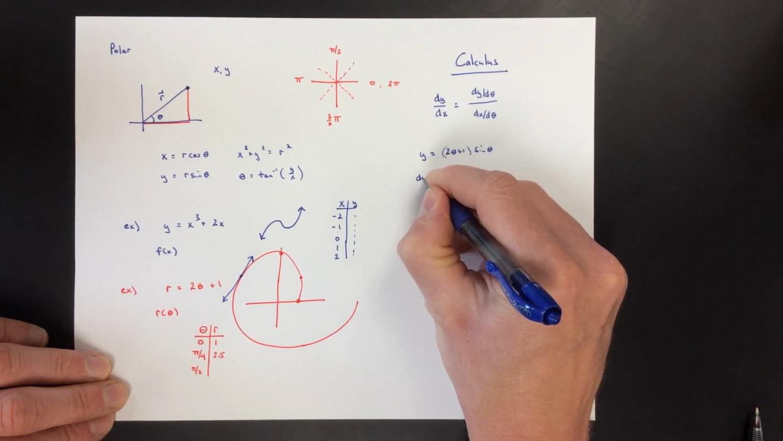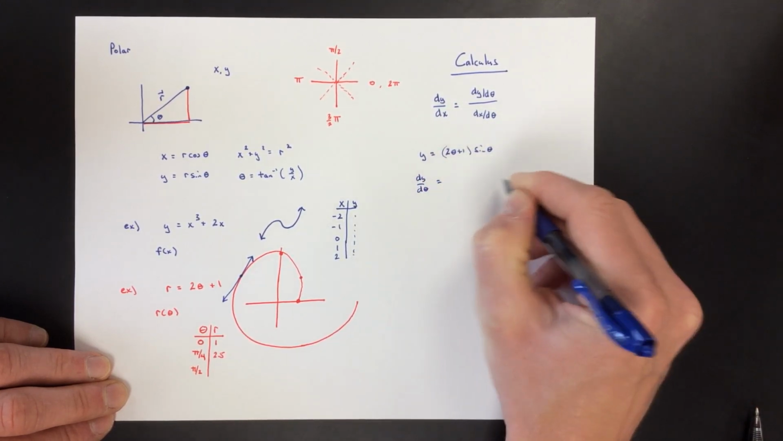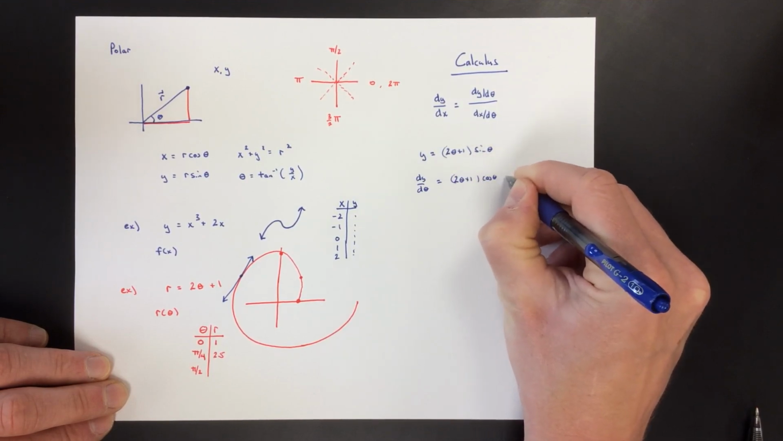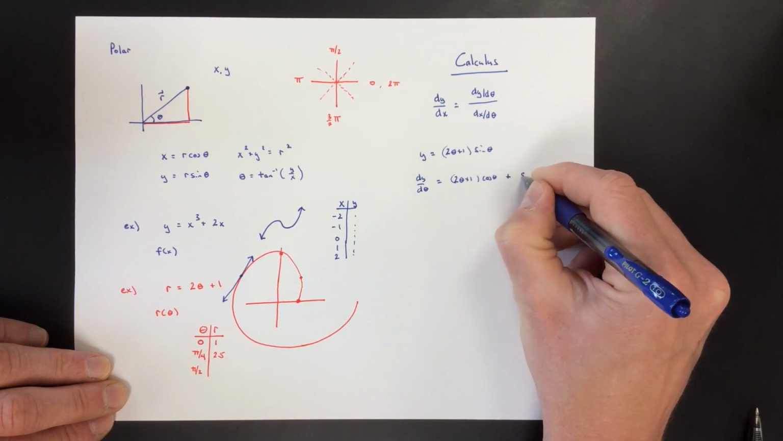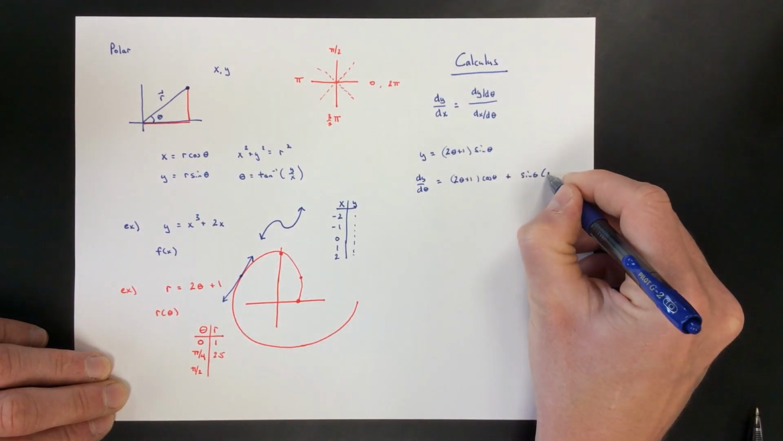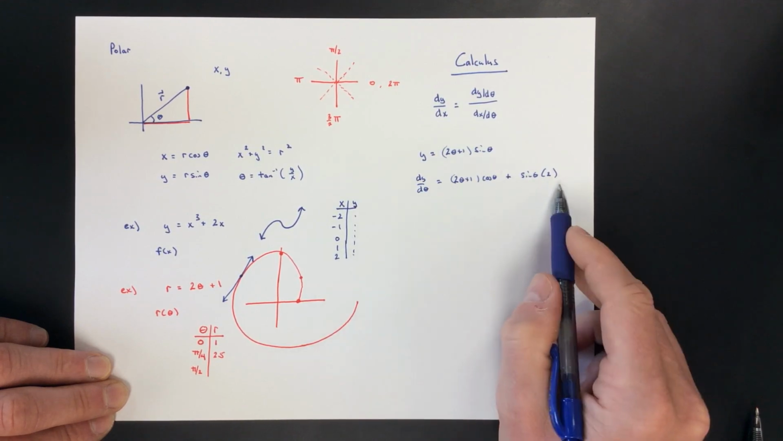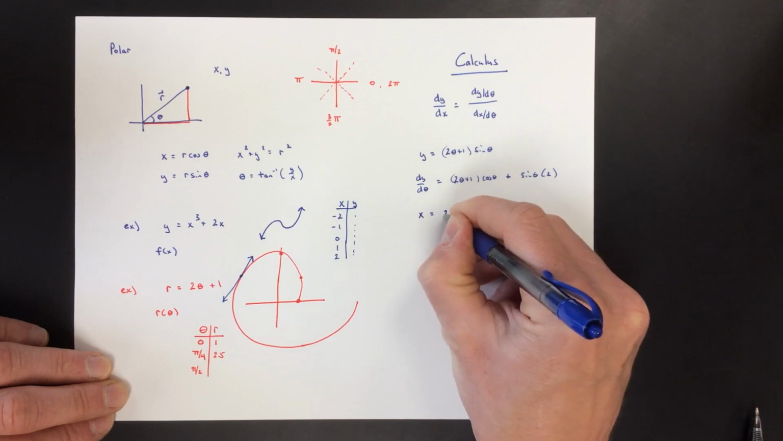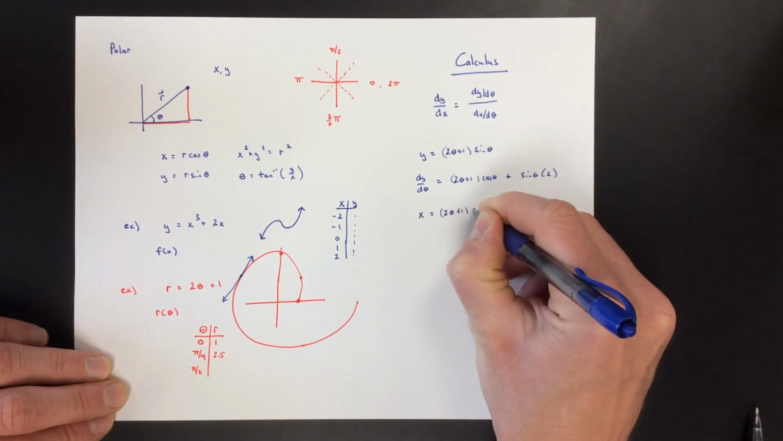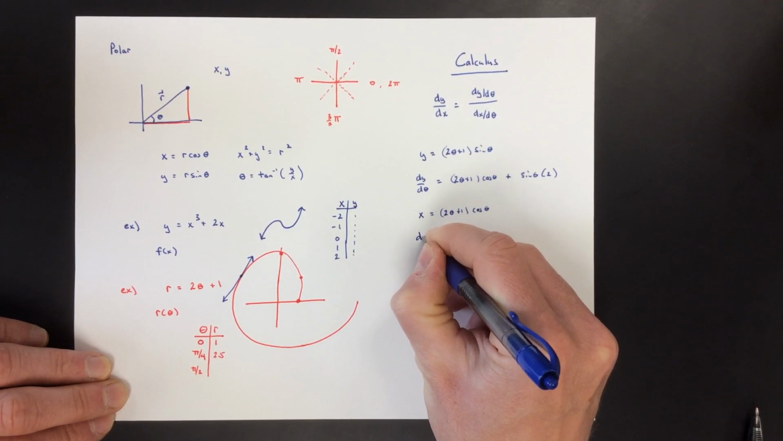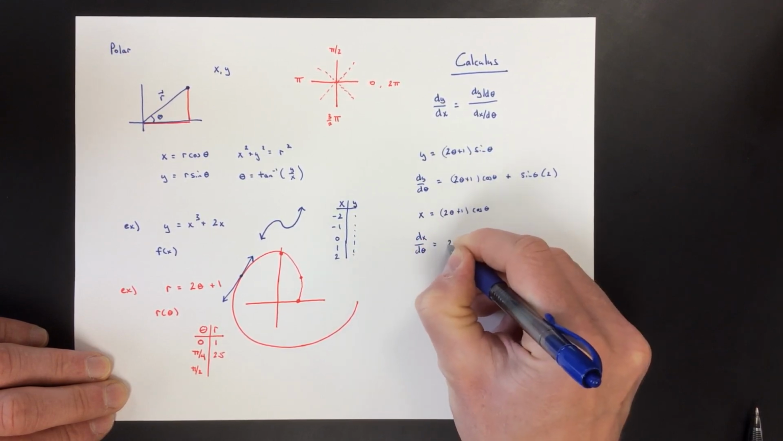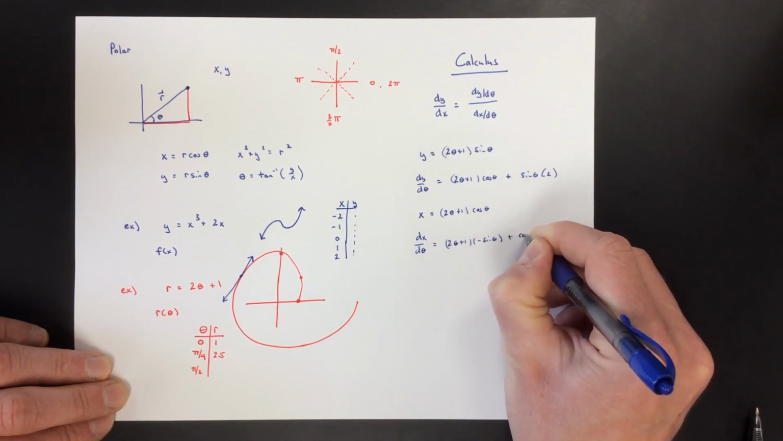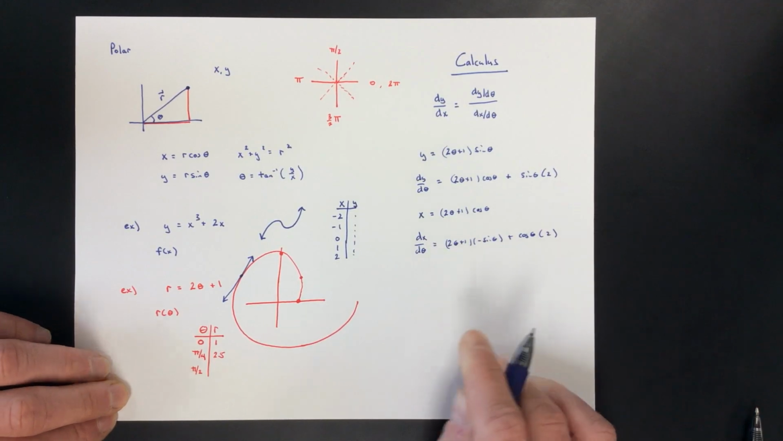So if we wanted to find dy/d theta, we'd have to do product rule. So we'd have to do (2 theta plus 1) times cosine theta plus sine theta times this derivative, which would just be 2. And then we'd have to evaluate that at 3/4 pi, and then we'd have to do the same thing for x. x equals r cosine theta. So dx/d theta would equal (2 theta plus 1) times negative sine theta plus cosine theta times 2. Product rule of x.